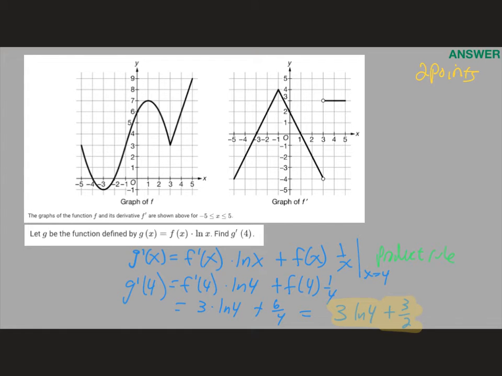And then the last part of the first question, let g be defined by this function. Find g prime of 4. G prime is product rule: derivative of the first times the second plus the first times the derivative of the second. Substitute 4 in everywhere you see an x. Do a little bit of simplifying.